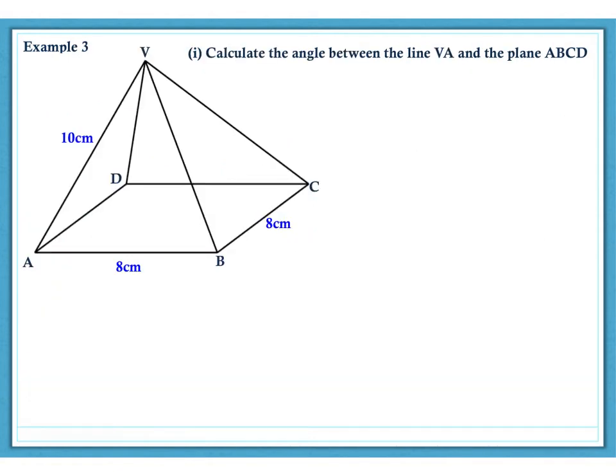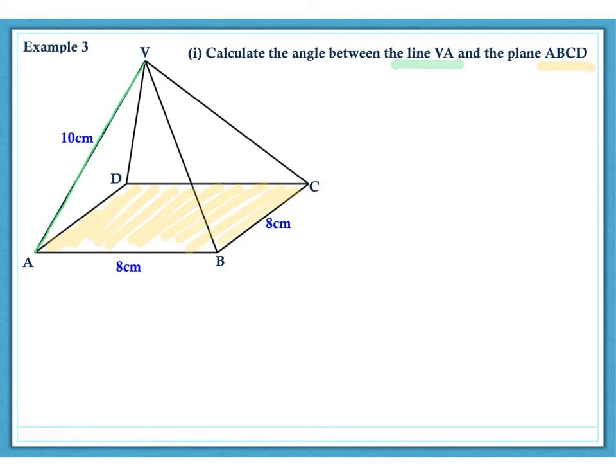So example 3, let's have a look at what we've got to do. Calculate the angle between the line VA and the plane ABCD. So where's this line VA? Let's find that line first of all. We can draw it out, trace over in green, here it is. There's the line VA. Now the plane ABCD, that is the base of this square-based pyramid. It's here.